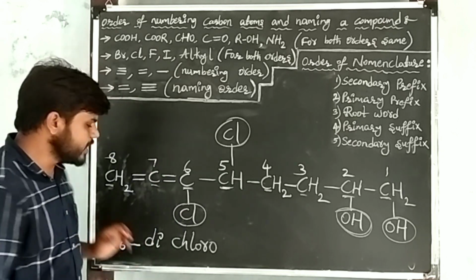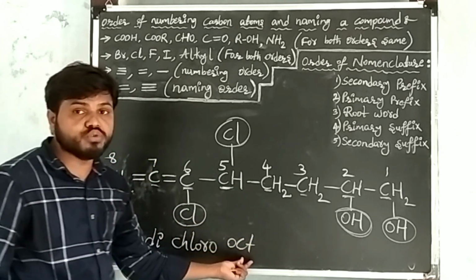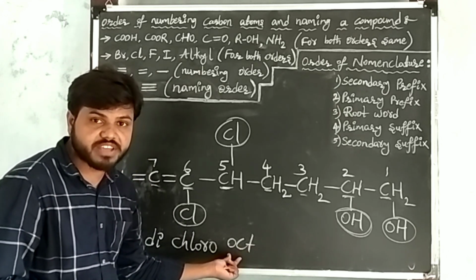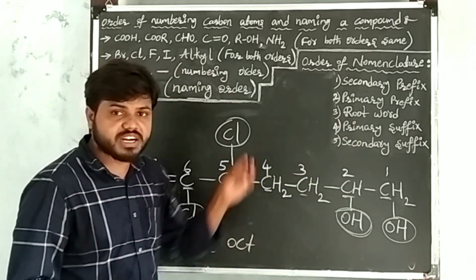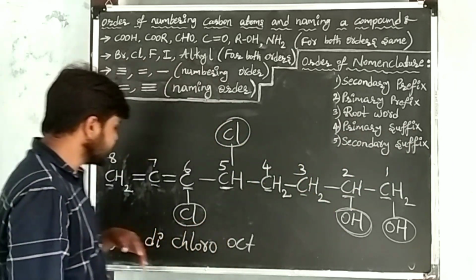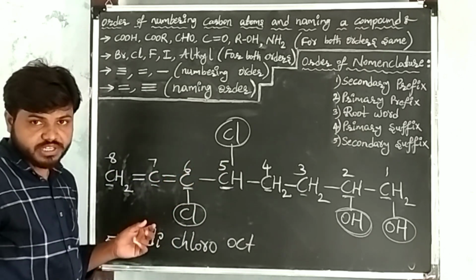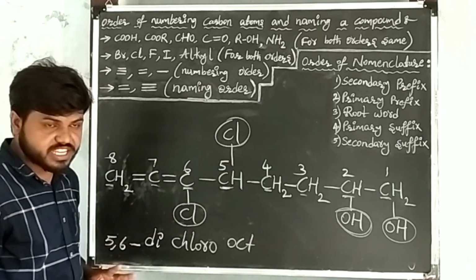Write the root word of 8 carbon atoms, that is oct. I have written the root word of 8 carbon atoms, oct. After writing the root word, go to the primary suffix. Here the primary suffixes are single bonds, double bonds, triple bonds. In the given carbon compound, there are 2 double bonds and the remaining are all single bonds.